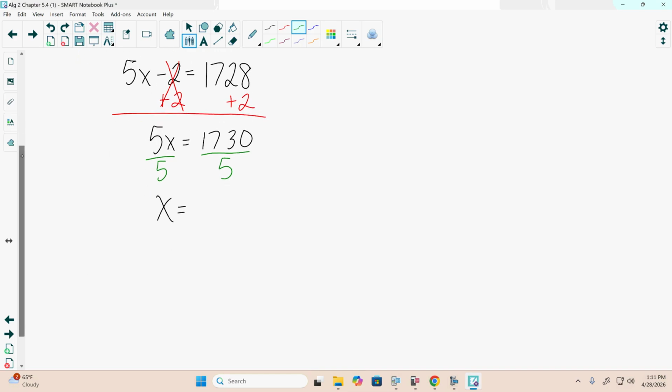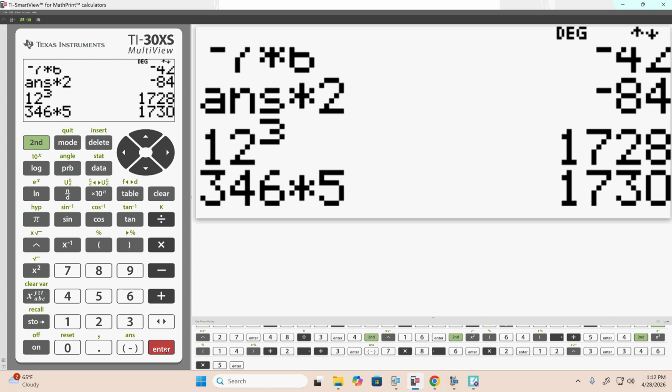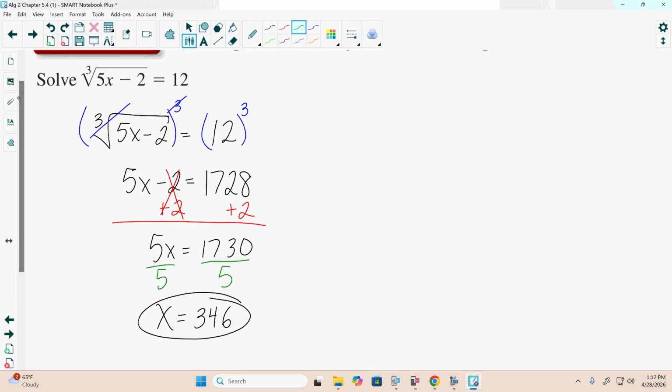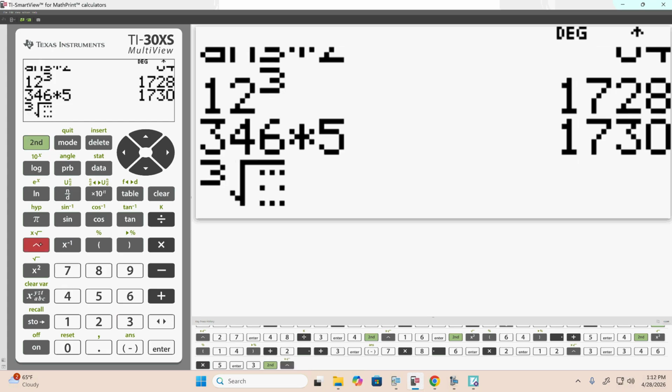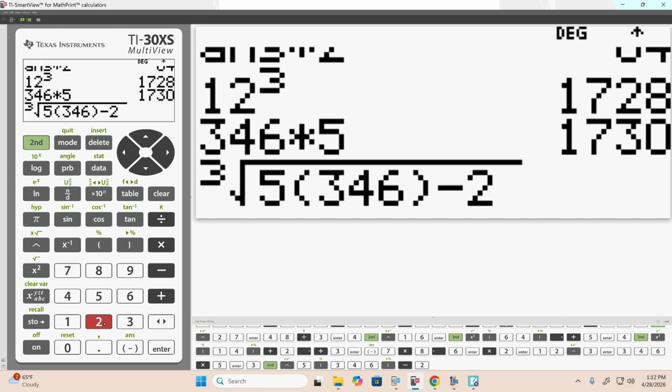X is equal to 3 would make 15, so 23 would be 4, 30 would be 346. 1730. Especially with cubics, we're fine. Cubed root of 5 times 346 minus 2. If we wanted to, cubed root of 5 times 346 minus 2 is, lo and behold, 12.